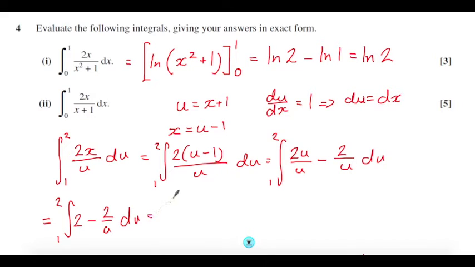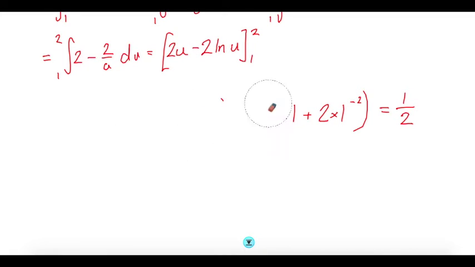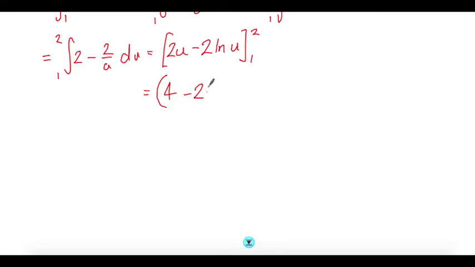So 2 integrated is 2u. Minus 2 over u integrated is minus 2 ln u. So we're doing that between 2 and 1. So we've got to sub in each part. If we sub in 2, we get 2 times 2, which is 4, minus 2 ln 2, minus, if we sub in 1, 2 times 1 is 2, minus 2 ln 1. Now ln 1 is 0, so we can forget about that. So this all simplifies down to 2 minus 2 ln 2. Right, I've probably said 2 about 100 times in the last minute.